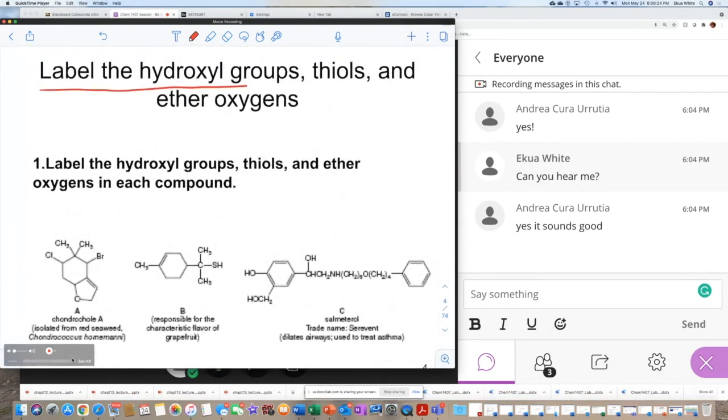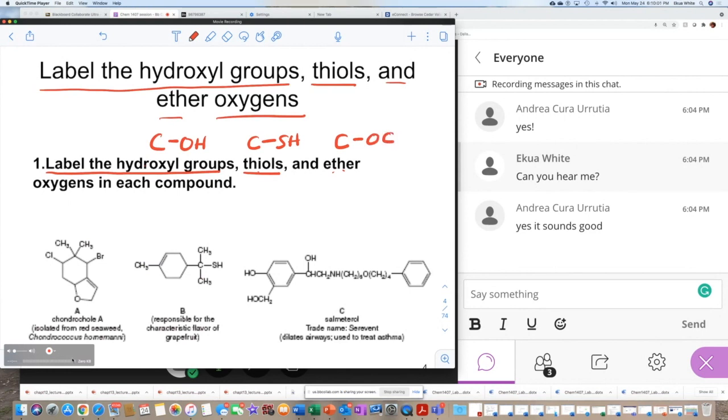Label the hydroxyl groups, thiols, and ether oxygens. Okay, so we're going to go through here. I did modify the slides a little bit so it can be more targeted towards what our goals are. So we want to label each hydroxyl group, each thiol group. So the hydroxyl group, we want to find a carbon attached to an oxygen, right? And hydrogen. So it could be more like this. A carbon attached to an OH, right? Thiol, we know it's going to be a carbon attached to an SH. And then ether, a carbon attached to an O-C, right?